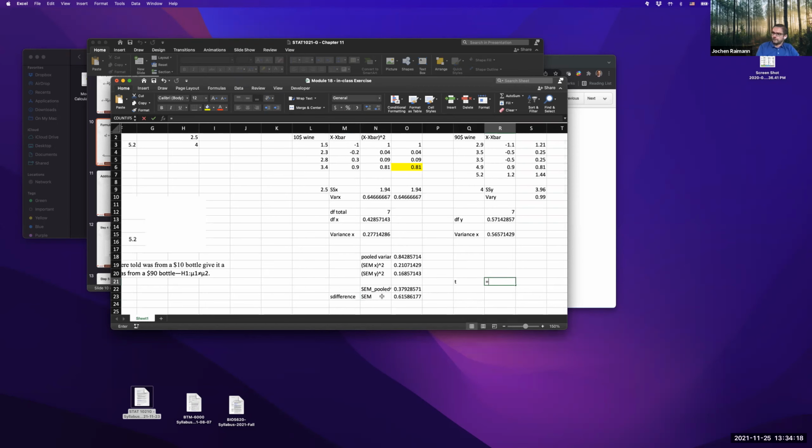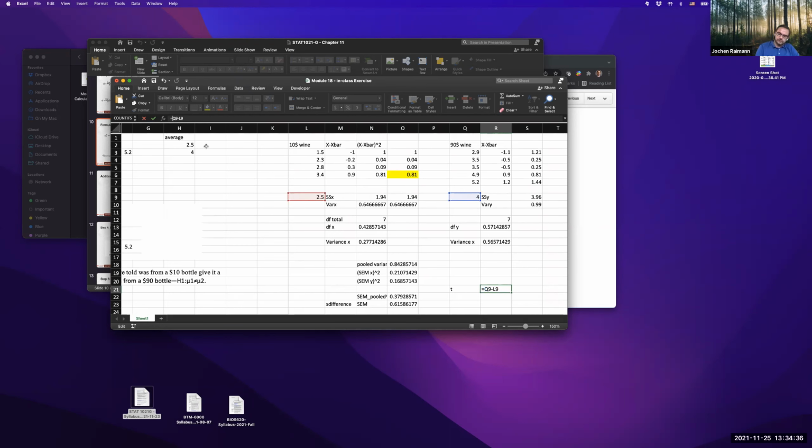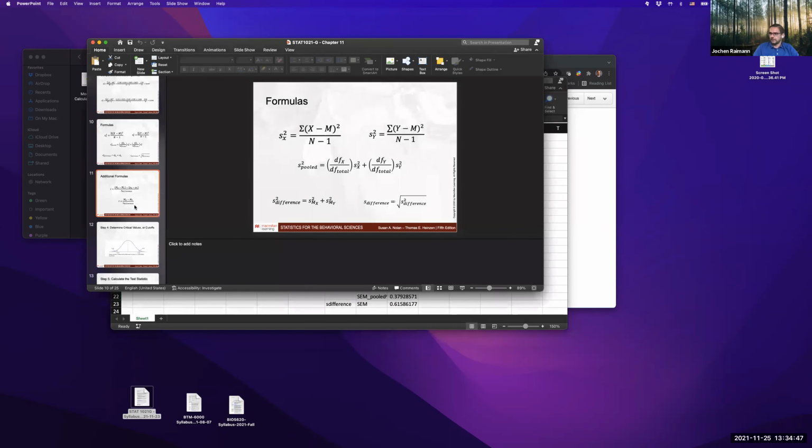And the T is now this minus, and let's make it easier. Let's say it's this minus this minus this. And don't forget the brackets when doing these calculations. Divided by the standard error of the difference. And this is now our T of 2.43. And this is this step, right?